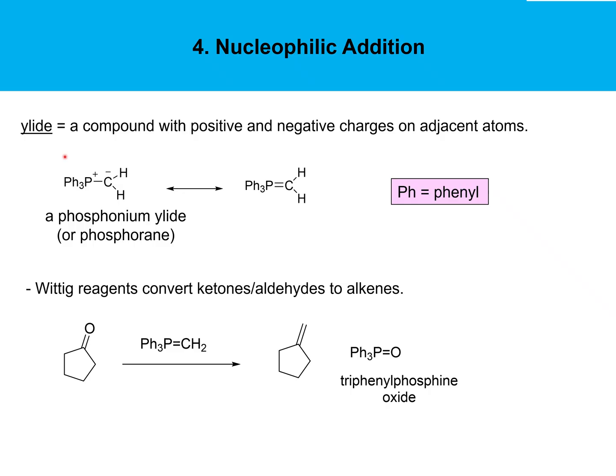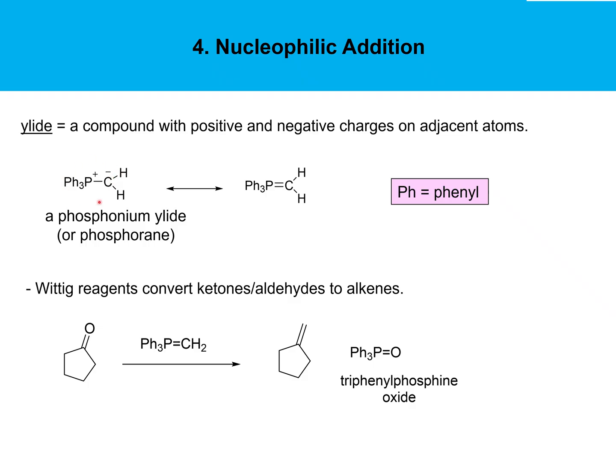Ylides are compounds that contain both a positive and a negative charge on adjacent atoms. So a good example of that is a phosphonium ylide. Phosphonium means there's a positive charge on phosphorus, and ylide means there is an adjacent negative charge, in this case on a CH2 group.